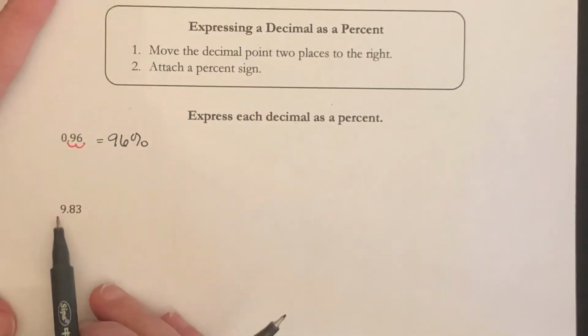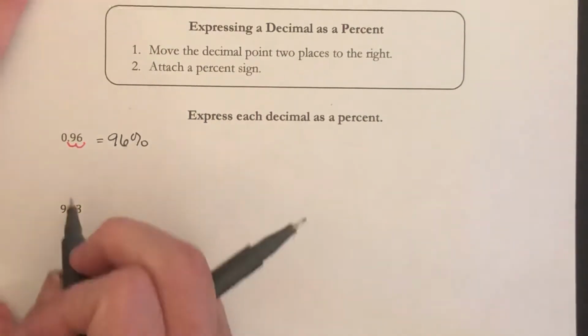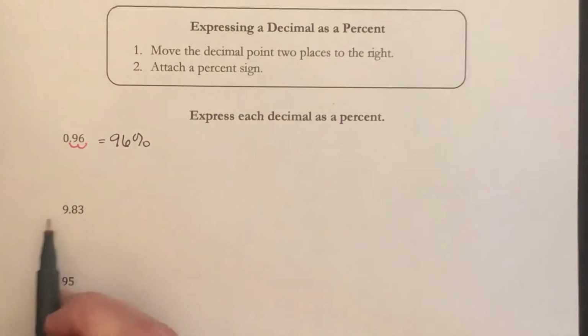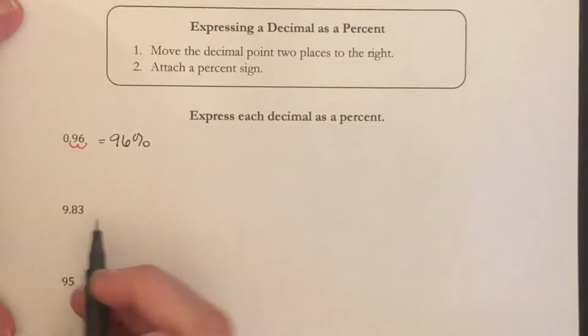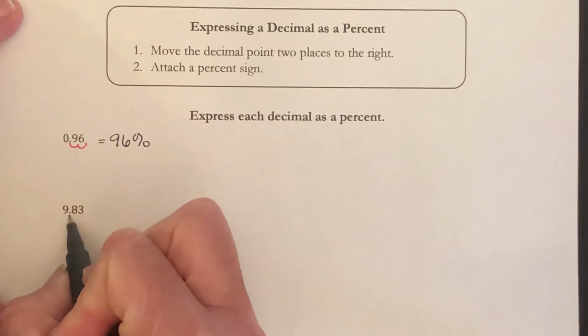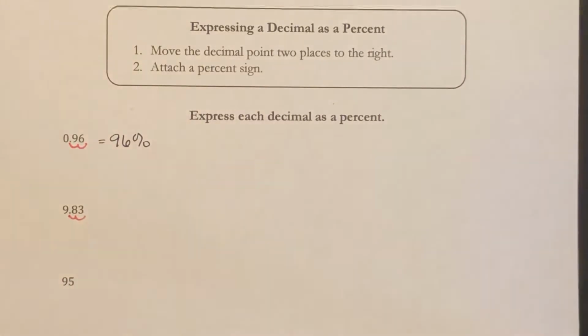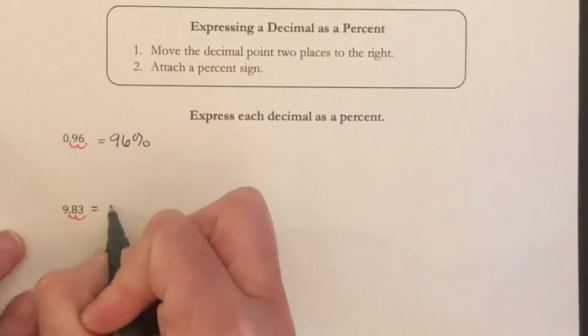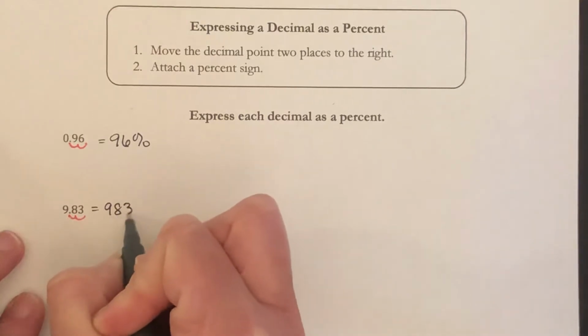Here we have 9.83. It does not matter that we have a number larger than 1 here. We're still going to take this decimal point and move it 2 places to the right. So this becomes 983%.